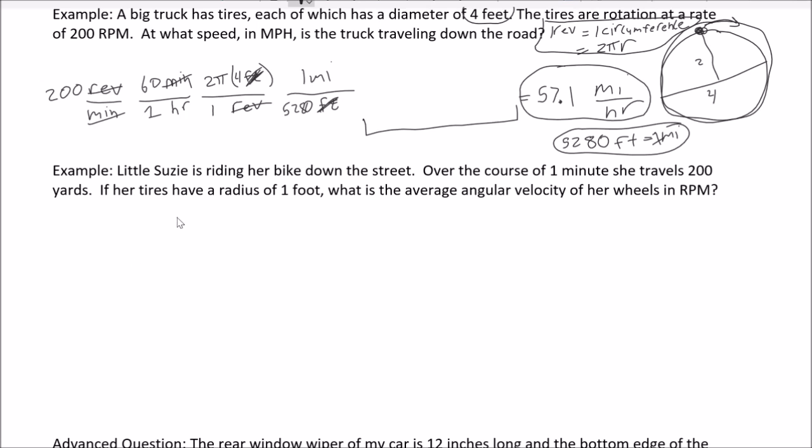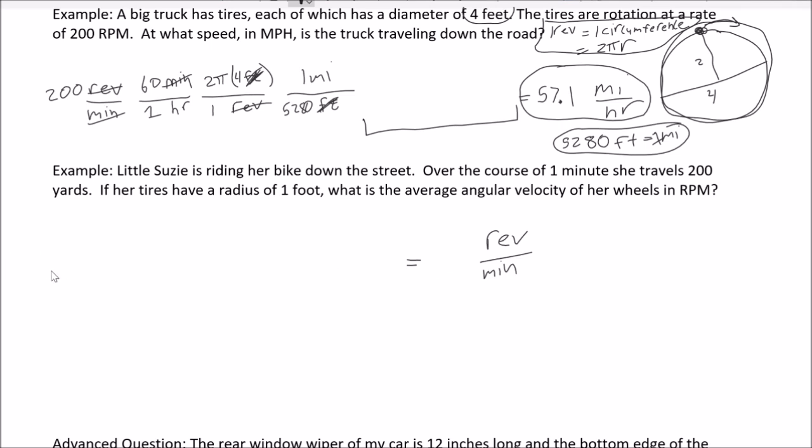Okay, here we go. She's riding her bike down the street. Over the course of 1 minute, she travels 200 yards. If her tires have a radius of 1 foot, what is the average angular velocity of her wheels in revolutions per minute? All right, they've been kind enough to tell me that the punchline to this whole question is revolutions per minute. Nice. And so I know that wherever I go in this question, that's how it's going to end.